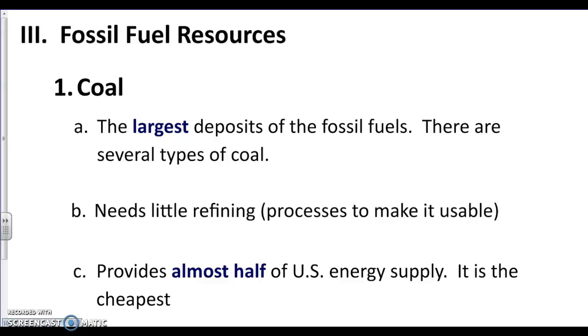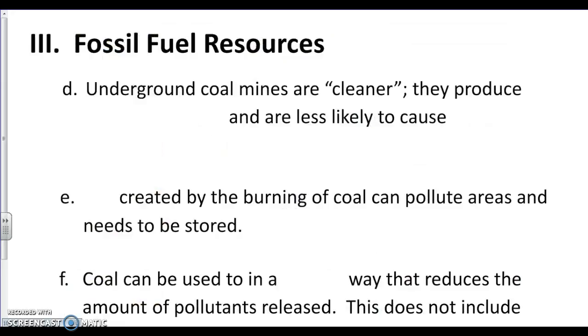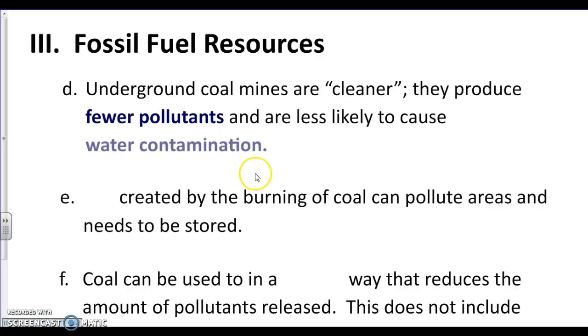Now, there are some issues that come with coal. Of course, we've talked about some of them already. The nice thing is, the coal that we find underground causes fewer pollutants, so less air pollution. We talked about that, the dust coming from there, and all the noise and other things like that. But also, because they're below ground, they're less likely to cause that acid mine drainage, so less likely to have water contamination, make our water bad.